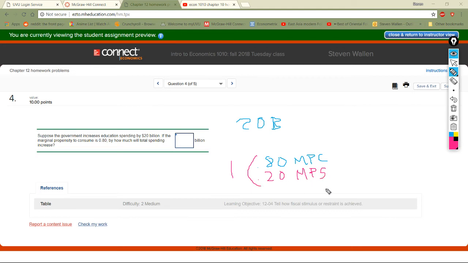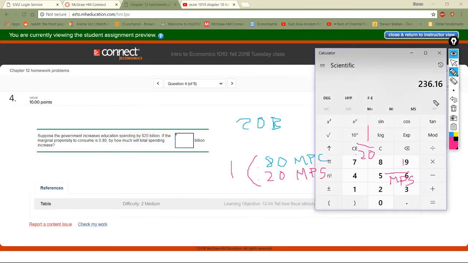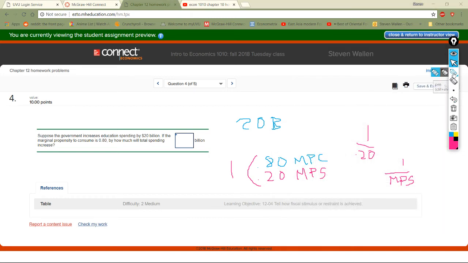Okay? And the simple format is we just got to get a multiplier for it. 1 divided by 0.20. So in other words, 1 divided by MPS is your super quick shortcut to find out this multiplier. If we do this, we go Alt-Tab, go over here, we take a 1, divide it by 0.2, equals 5.